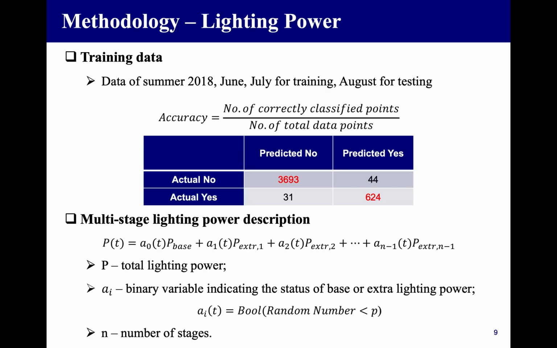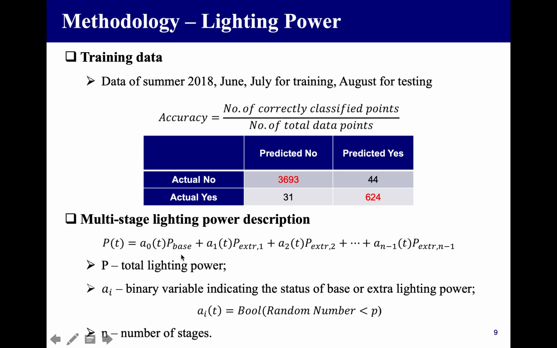We used the data of summer 2018 for the training. We used the June, July data for training and August data for testing. And the accuracy of the classifier is quantified with this equation. We used the number of correctly classified points divided by the number of total data points. For example, in this table, the red numbers mean the data point is correctly classified, and we use that number to divide the total number of data points inside this table.